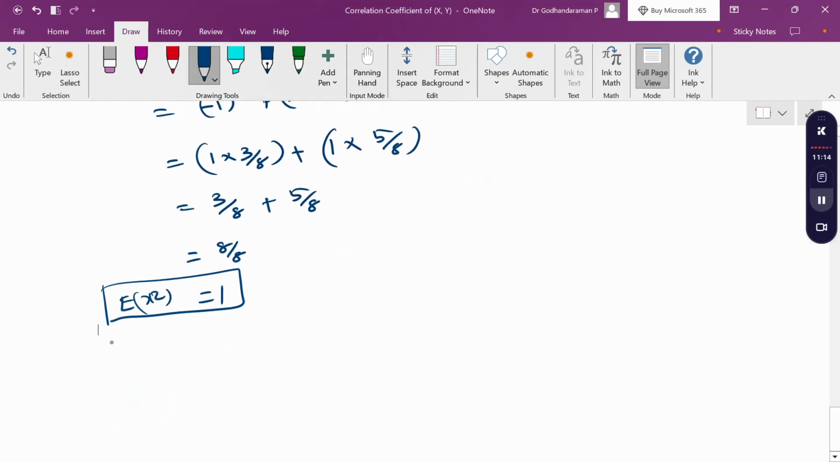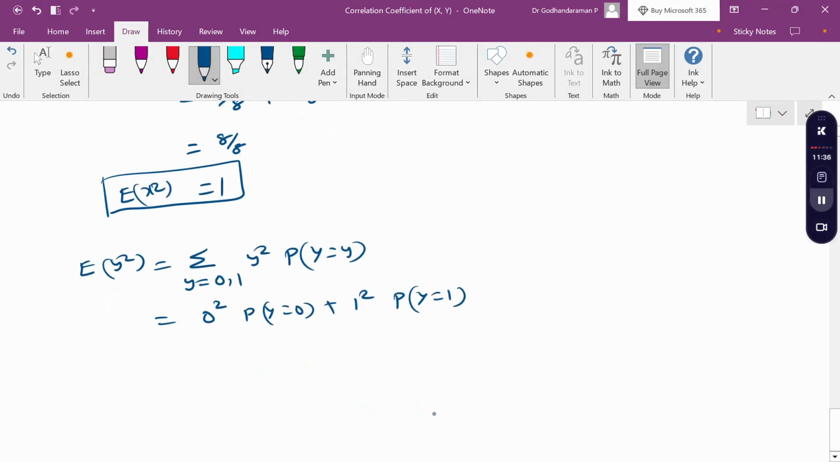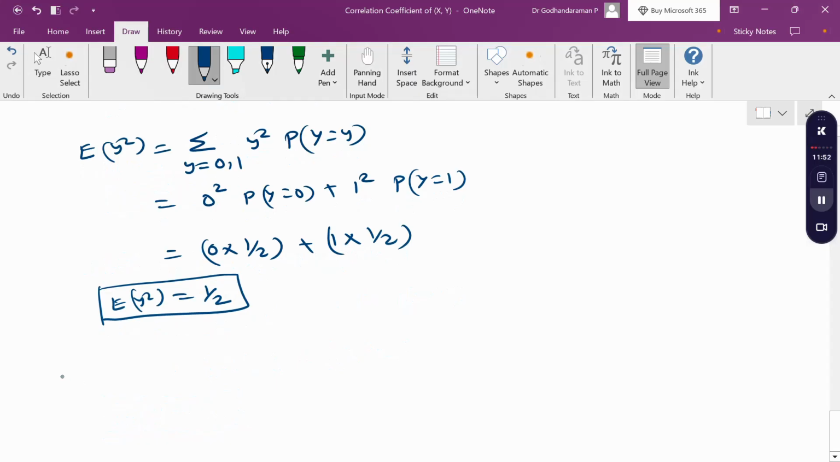Then E of y square is the summation over y, where the range is 0 comma 1, of y square times p of y. Substitute 0 square and 1 square. So P of y at 0 is 1 by 2. So 0 into 1 by 2 plus 1 into 1 by 2. The value is 1 by 2. E of y square is 1 by 2. And then E of x y.